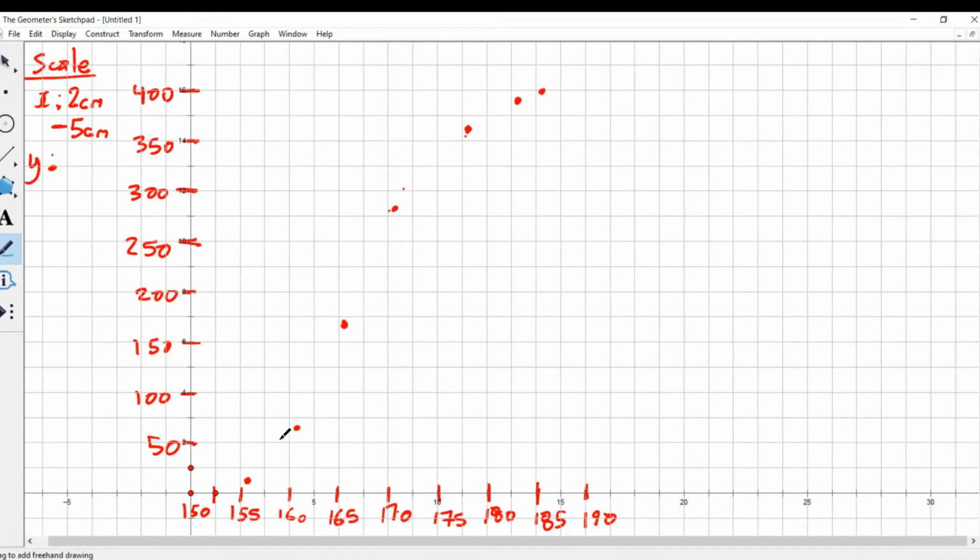Now that we have all our points, we can draw our cumulative frequency curve. We're going to start from our origin, which is right here. We draw our cumulative frequency curve. That's our cumulative frequency curve. It's not perfect, but it's the best that we can do with the computer here.